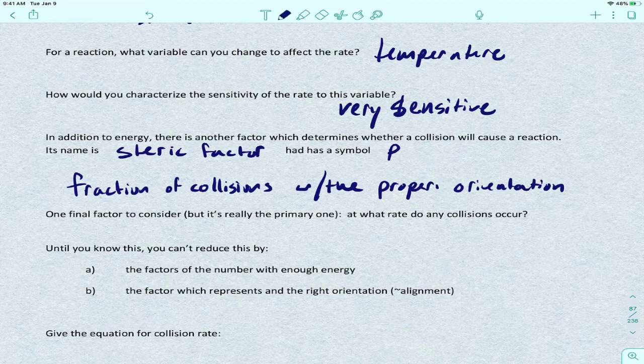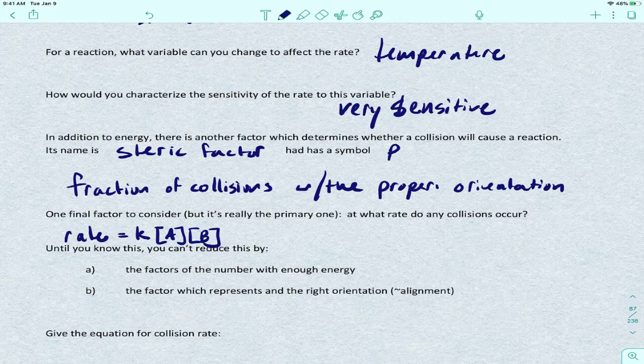All right, so one final factor to consider, but it's really a primary one. At what rate do any collisions occur? Well, to calculate this, let's take a normal rate law: the rate would be equal to the rate constant k times the concentration of component A times the concentration of component B.